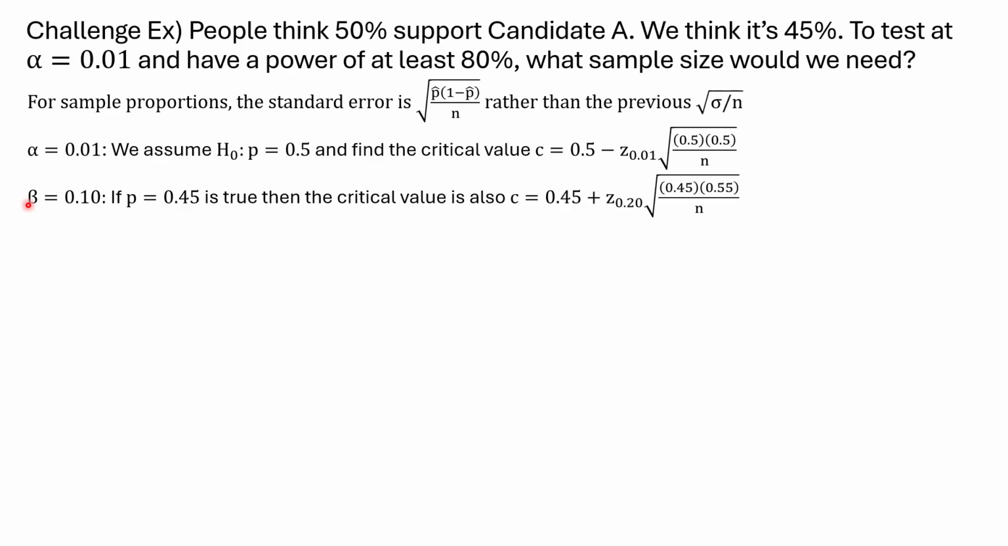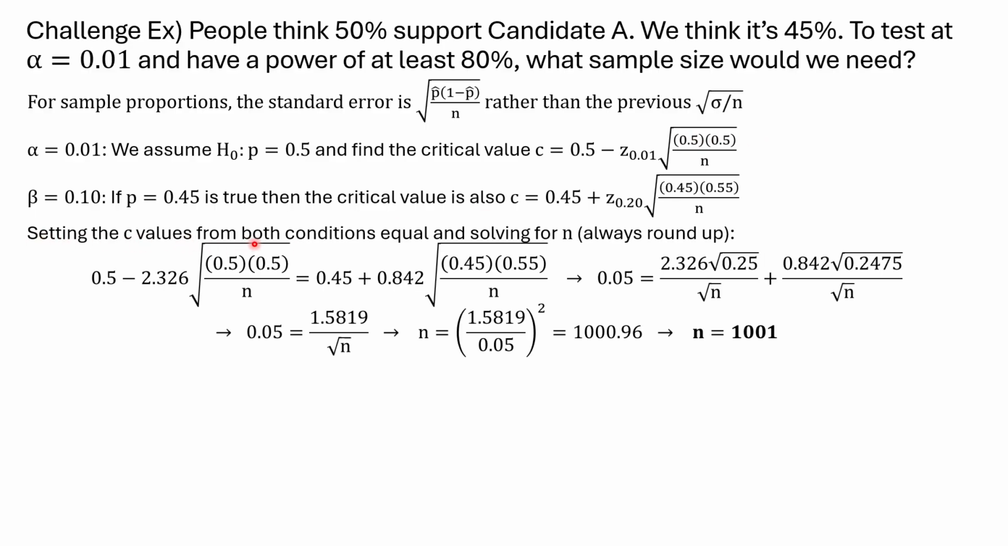And then we'll use beta is 0.20. If p is actually 0.45, if that's true, then the critical value would also be C is 0.45 plus Z of 0.2, because we want 80% power, standard errors, but where our proportion estimate is 0.45 now rather than 0.5 as it was before.